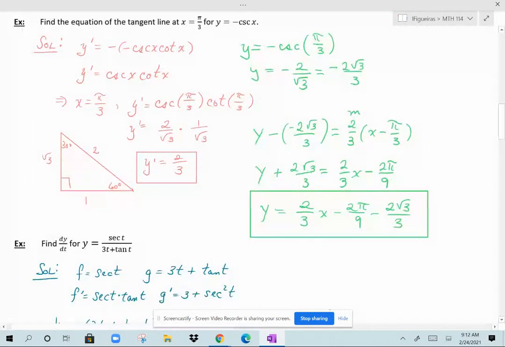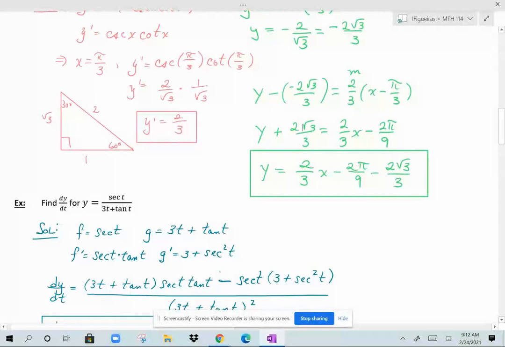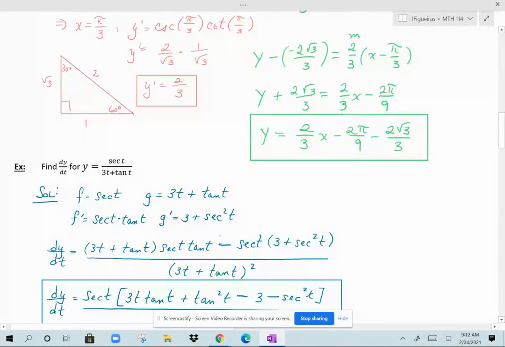Okay, so for this next example, we want to find the derivative dy dt for y equal to secant of t divided by 3t plus tangent of t. So here we have to use quotient rule. And so my numerator is f and my denominator is g. And so here my f prime is secant of t tangent of t. That was one of the new derivatives that we learned that's in the table above.